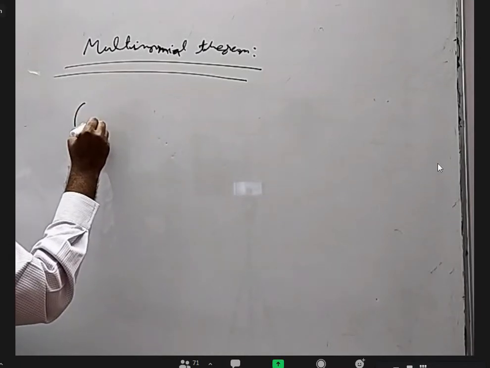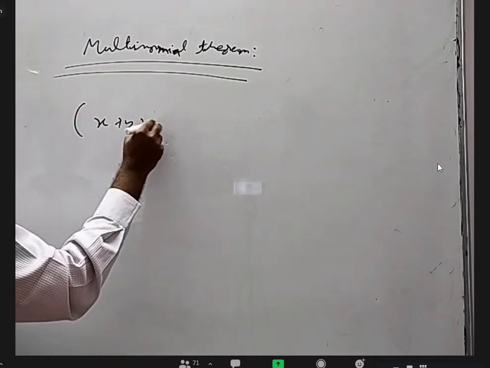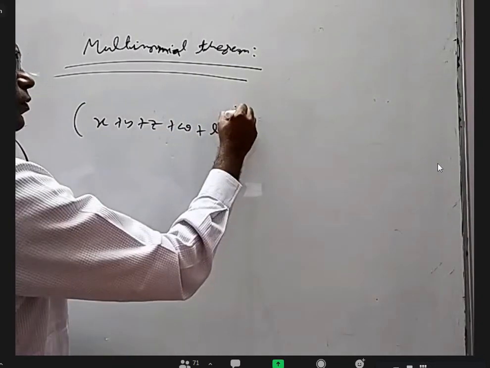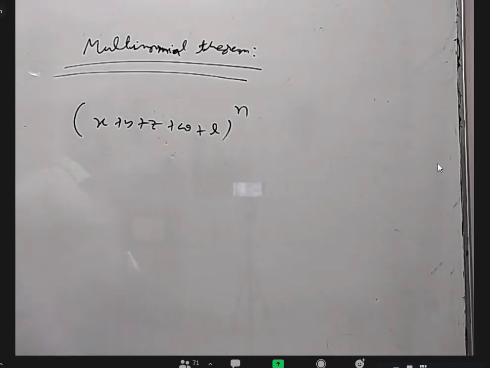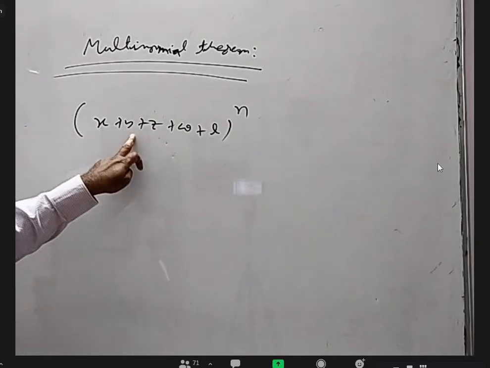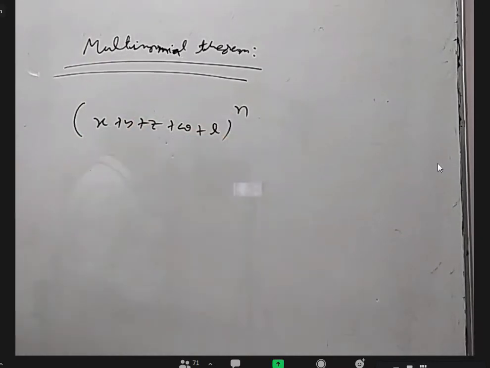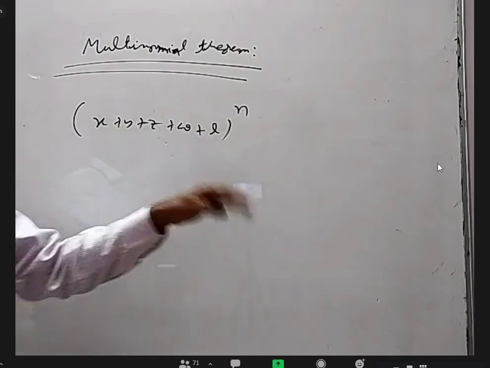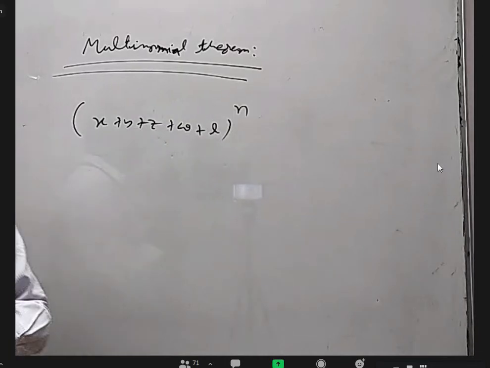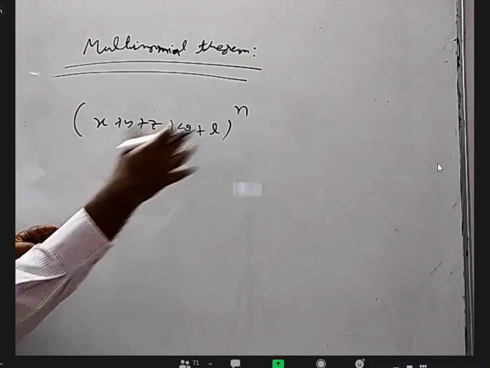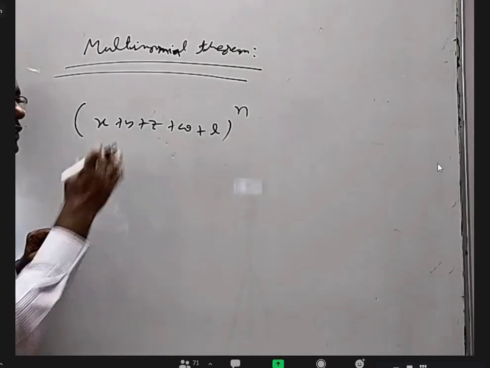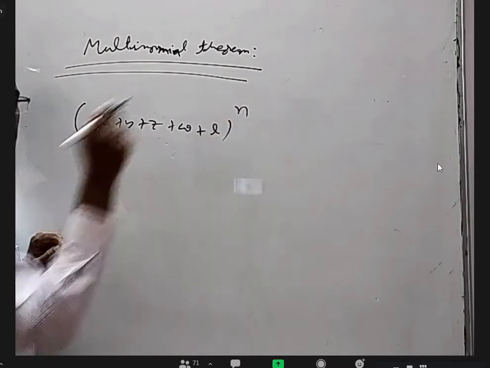Let's say I have (x + y + z + w + l) whole power n. Till now we are dealing with two terms. What if you have 5 terms, and when you expand, what will come? I don't want to write all the terms, and there's nothing called first term, second term here, because there is no proper order to define it. Should we increase the powers of x or y or z? But whichever term you take, the degree should be n.